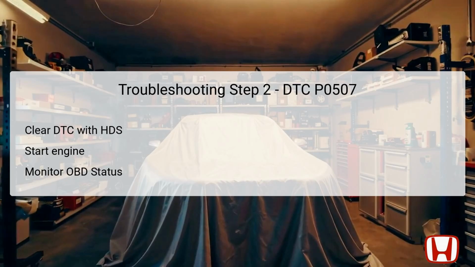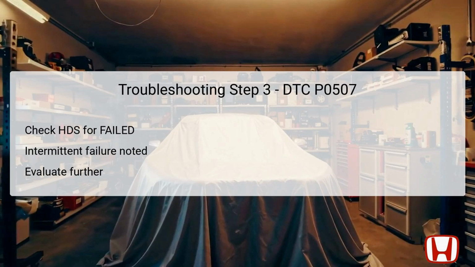During this process, the technician should monitor the onboard diagnostics, OBD status, for DTC P0507 in the DTCs menu of the HDS. It is crucial to understand whether the system indicates a past status or any other result, as this information will guide subsequent troubleshooting steps.